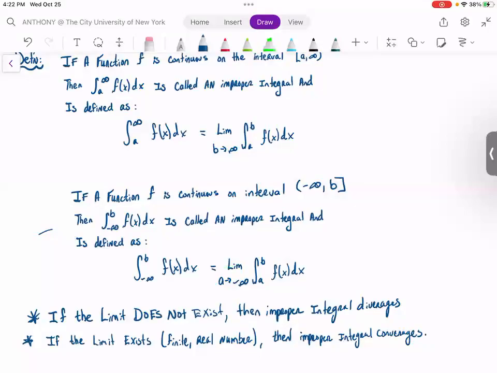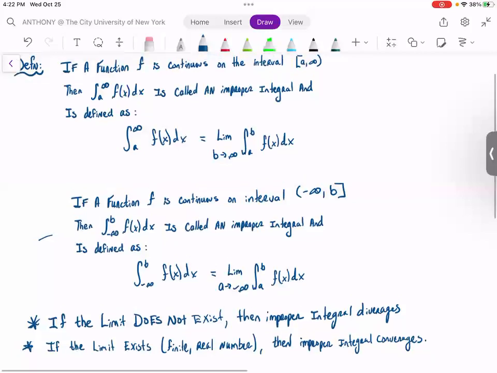Alrighty. So here's our definition for improper integrals. It states if a function f is continuous on the interval a to infinity, where it starts at a, so a is included, then the integral from a to infinity of f of x dx is called an improper integral and is defined using a limit. We replace infinity with b, and we say the limit as b approaches infinity of the integral a to b of f of x dx.